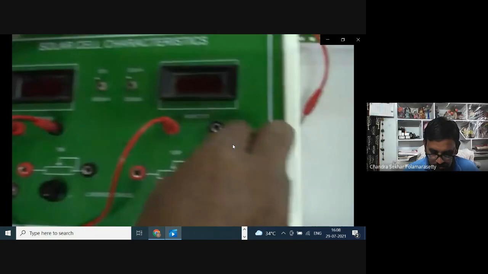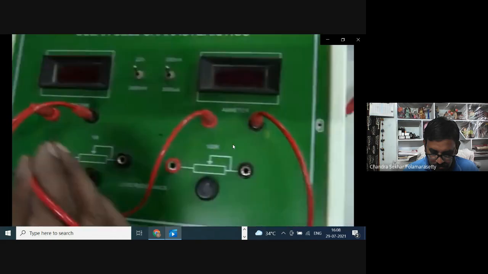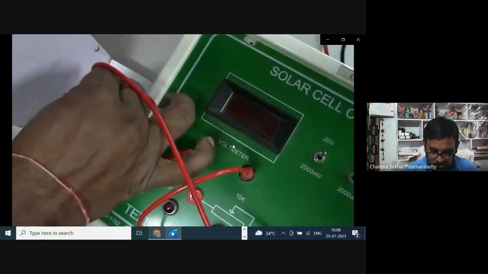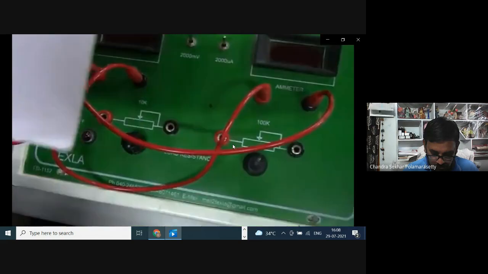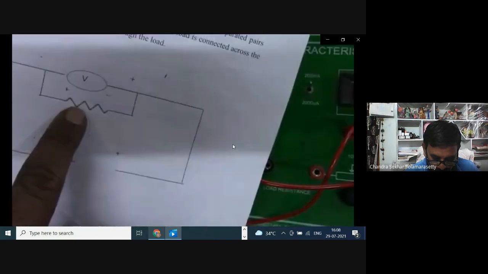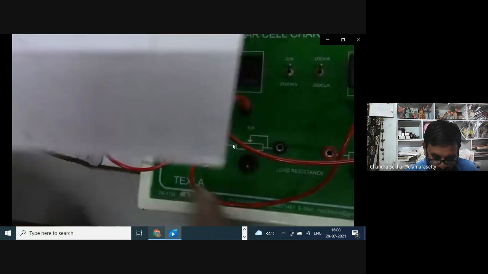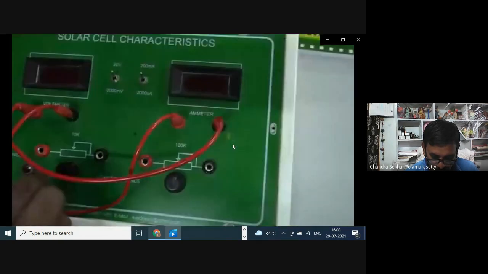How to connect the circuit? Let me explain. First, take this circuit diagram, and to connect the circuit, we should have wires. These wires are called patch cords or connecting wires. So first, let us start from the solar cell positive terminal.